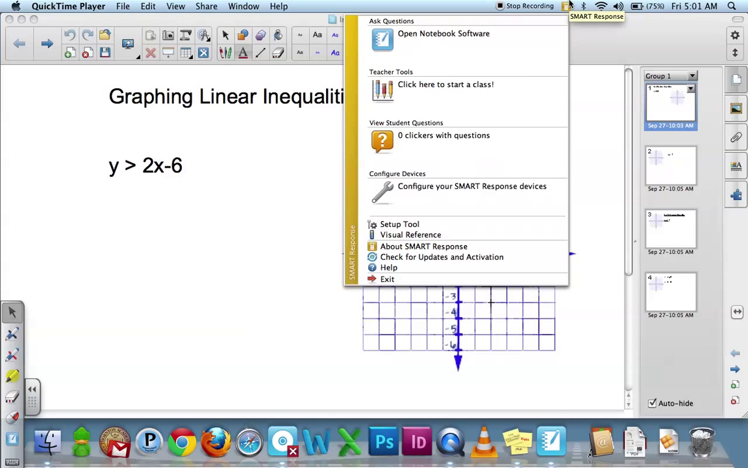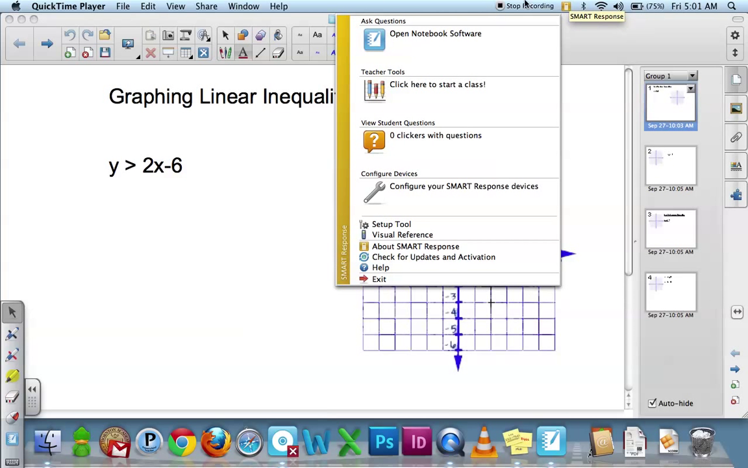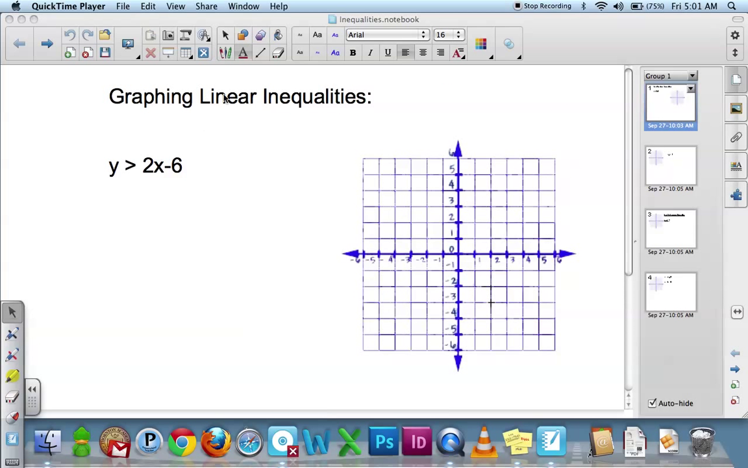Alright, so graphing linear equations. We're going to talk about graphing lines again, as well as starting to explore this concept of inequalities.